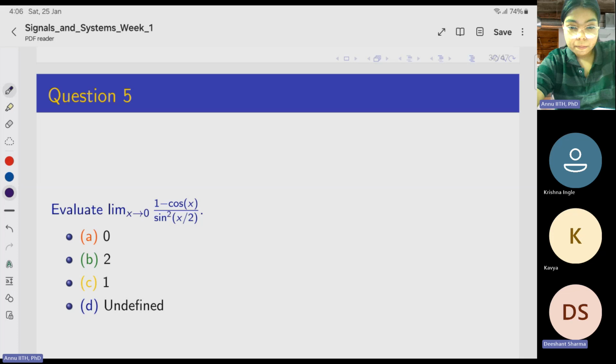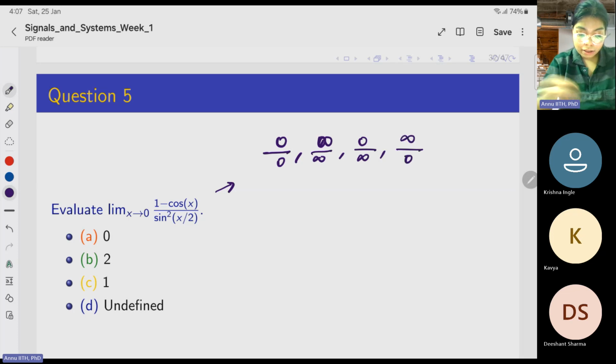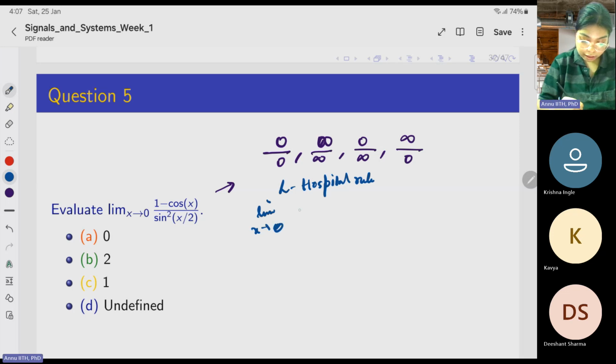So how will we simplify? L'Hospital rule. So 0 by 0 form, so we can apply L'Hospital. Yes, very nice. So the way of simplifying is whenever there's 0 by 0 or infinity by infinity or 0 by infinity or infinity by 0, we will use L'Hospital rule. So L'Hospital rule says that if you want to do 0, suppose whatever this is, 1 minus cos x over sine square x by 2, we can differentiate it. So let us differentiate it.